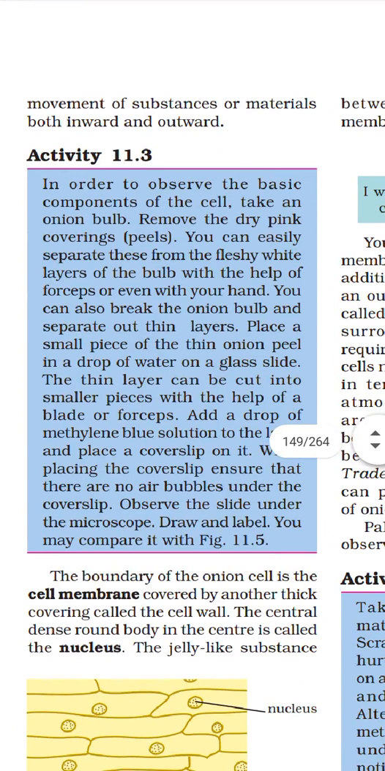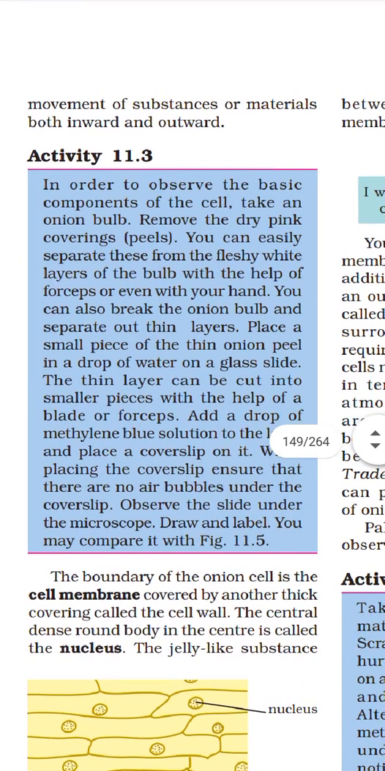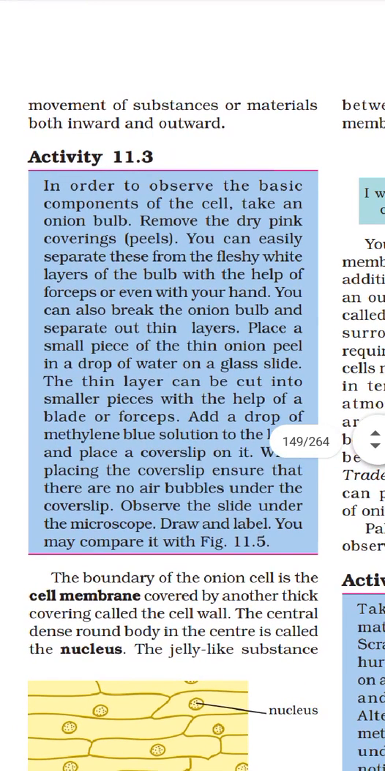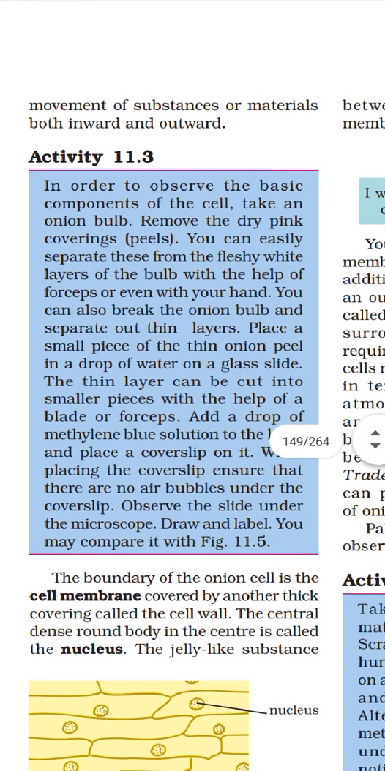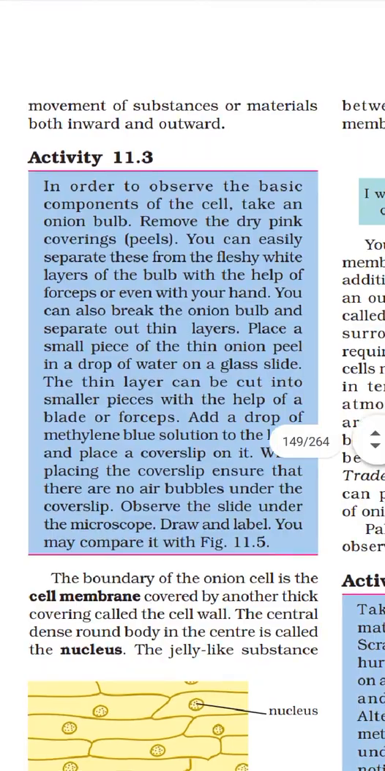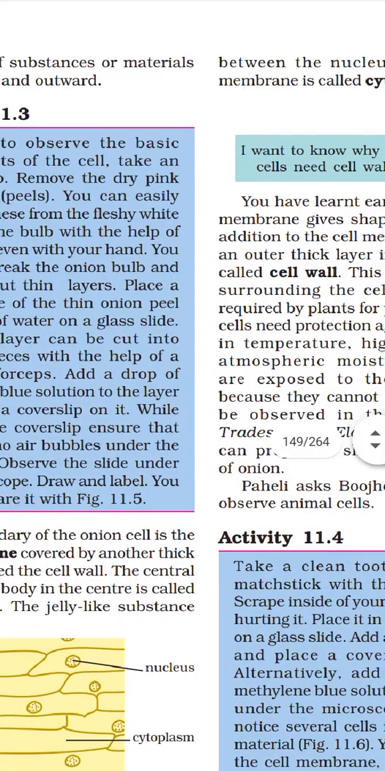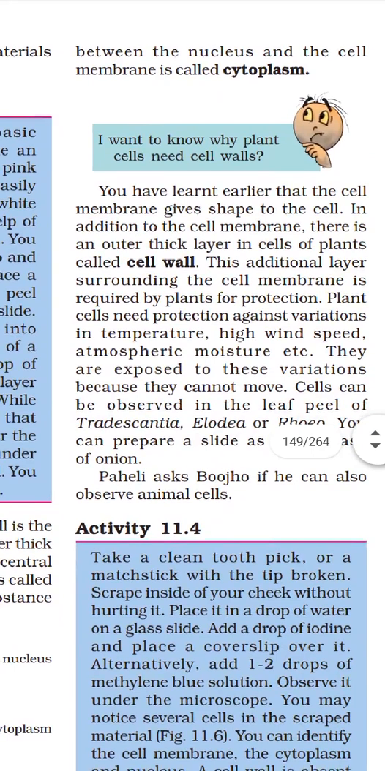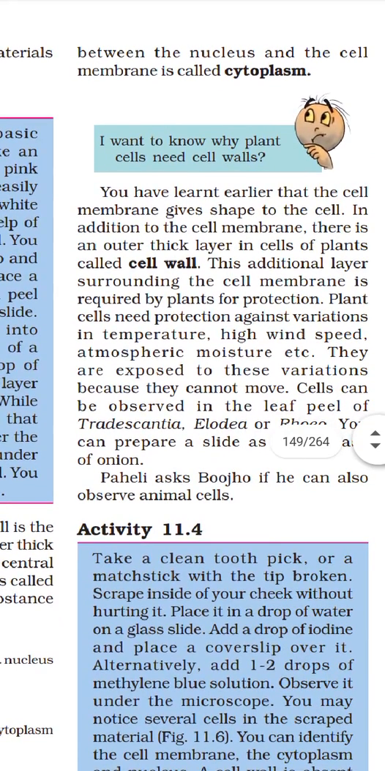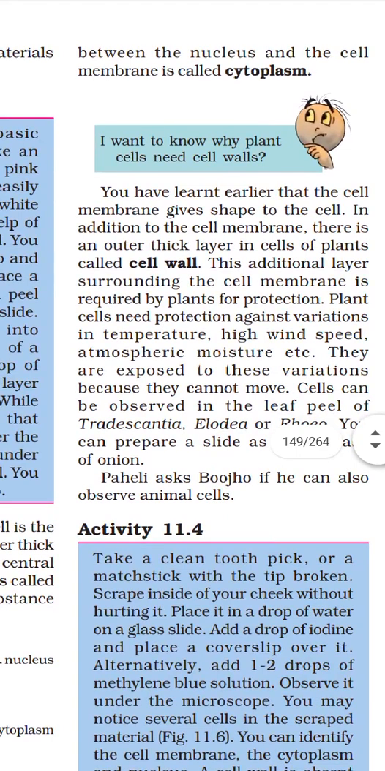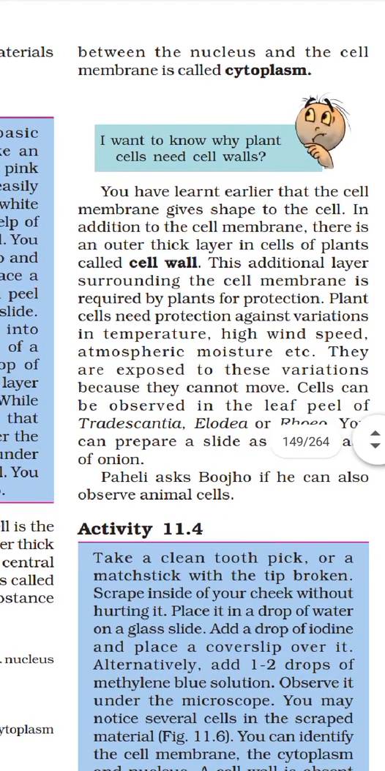The boundary of the onion cell membrane is covered by another thick covering called the cell wall. The central dense round body in the center is called the nucleus. The jelly-like substance between the nucleus and the cell membrane is called cytoplasm.